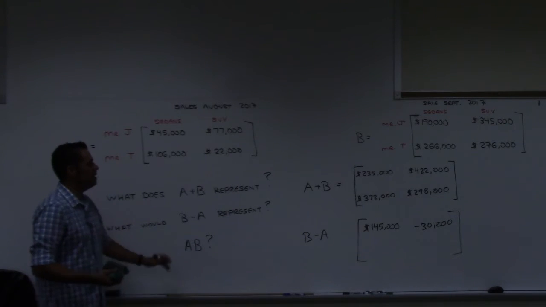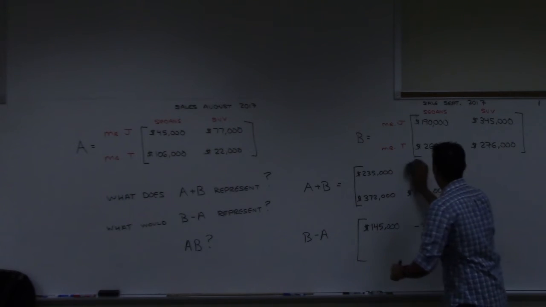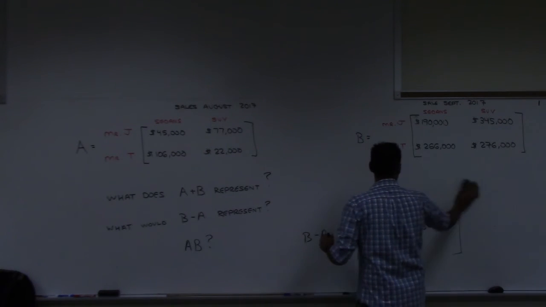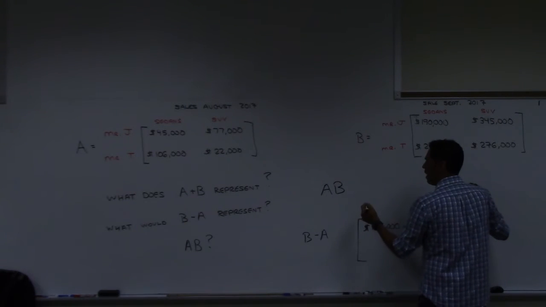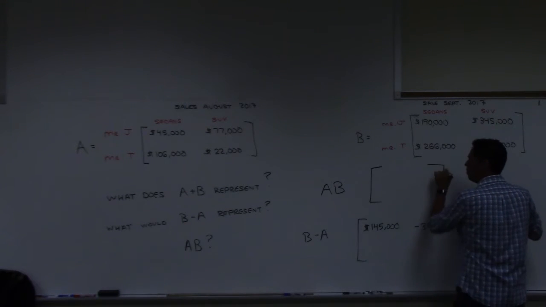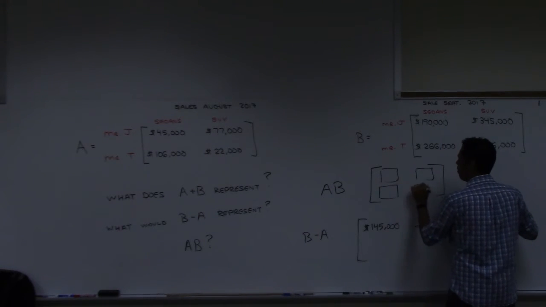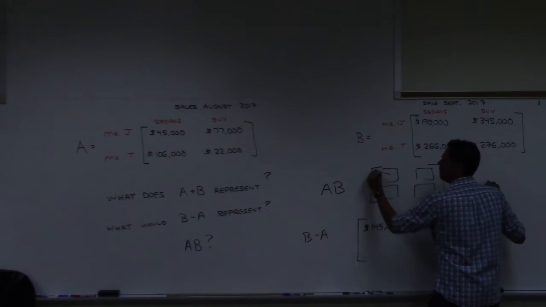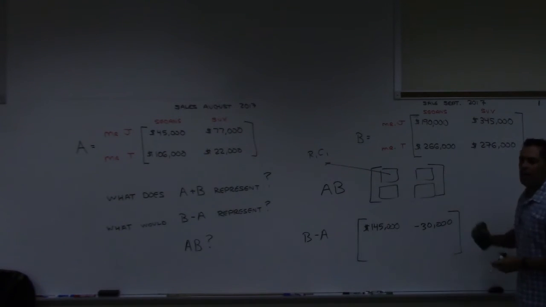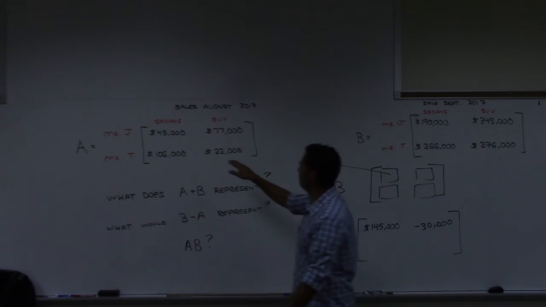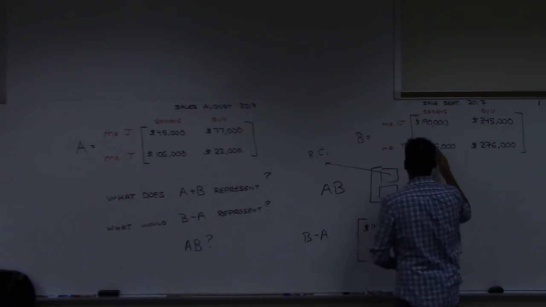So what would AB look like? It would be a what by what? It would be a 2 by 2, wouldn't it? So A times B would be matrix multiplication, would be a 2 by 2. Now let's just try and figure out what that top left corner would be, like this right here. This would be row 1, column 1, wouldn't it?